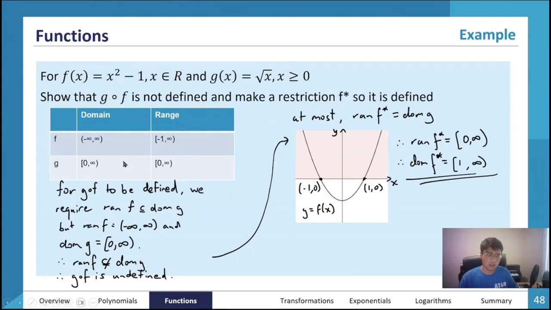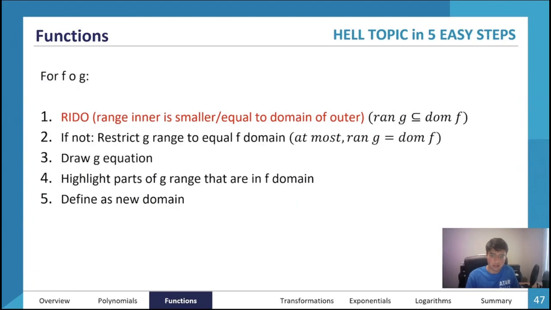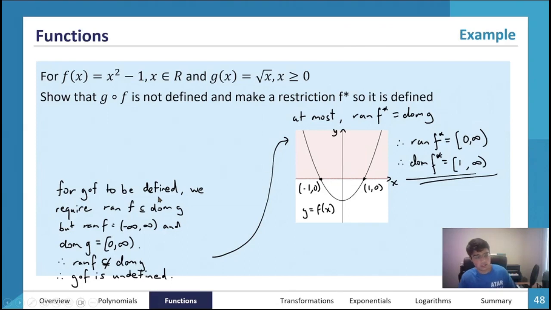Same thing with g. We can only put in positive numbers or 0, so that's its domain. And then its range as well, this is going to output either 0 or a positive number, so that's its range there. For g of f to be defined, we require the range of f to be a subset of the domain of g. So notice that we're using that notation that we talked about in this slide here.